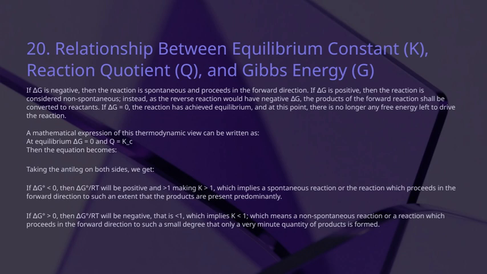Now, taking the antilog of both sides helps us connect these ideas mathematically. When the reaction reaches equilibrium, ΔG equals 0, and the reaction quotient Q equals the equilibrium constant Kc. This gives us a neat relationship. If ΔG is negative, the reaction is spontaneous and goes forward. If ΔG is positive, it's non-spontaneous, and the reverse reaction will tend to occur because its ΔG is negative. And if ΔG equals 0, we've hit equilibrium, meaning there's no more free energy available to drive the reaction any further. This balance point is crucial in understanding how reactions behave and how they shift toward equilibrium.